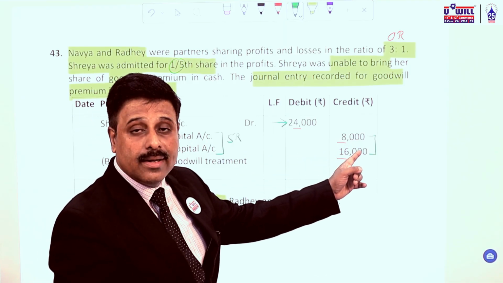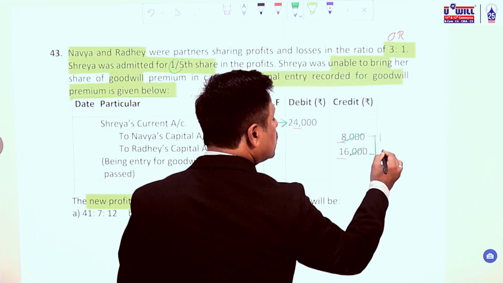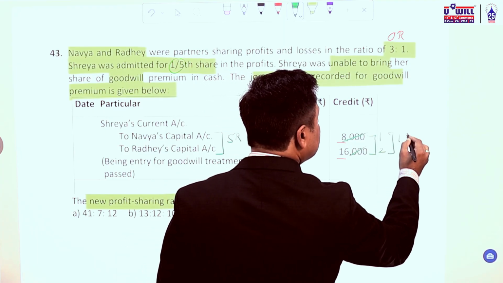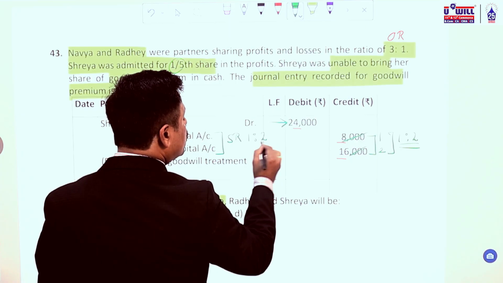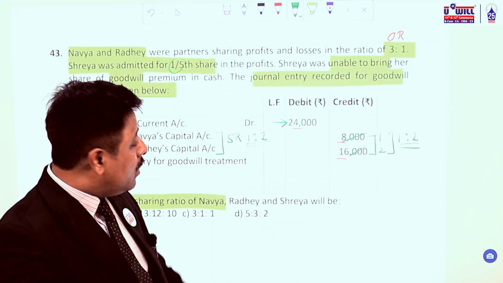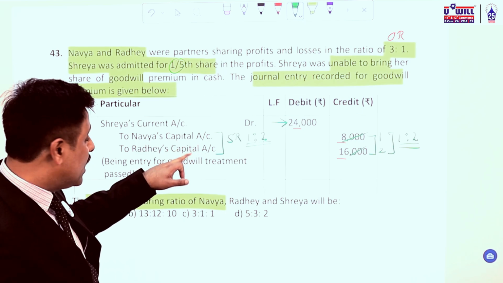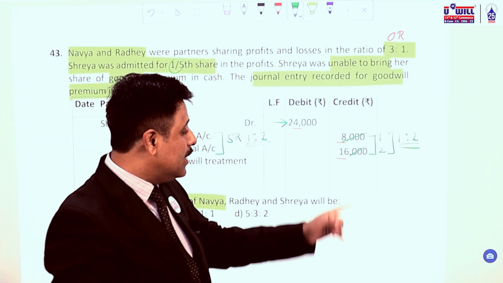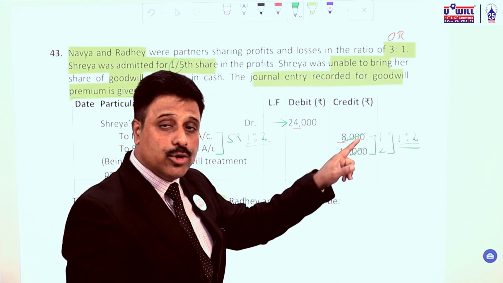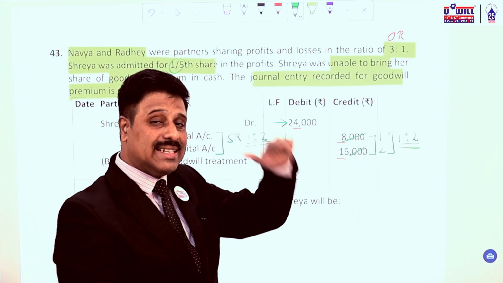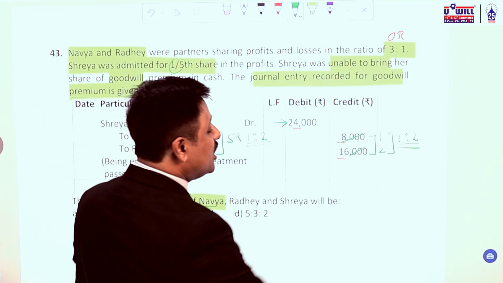So over here, 8,000 and 16,000. 8,000 into 1, 8,000 into 2. What is the sacrifice ratio? 1:2. From this 8,000 and 16,000, the amounts which are credited to old partner's capital account, we identify 8 into 2, 16. What is the sacrifice ratio? 1:2. Now, using this sacrifice ratio, old minus sacrifice, we can find out what is the new profit sharing ratio. Let's do that.